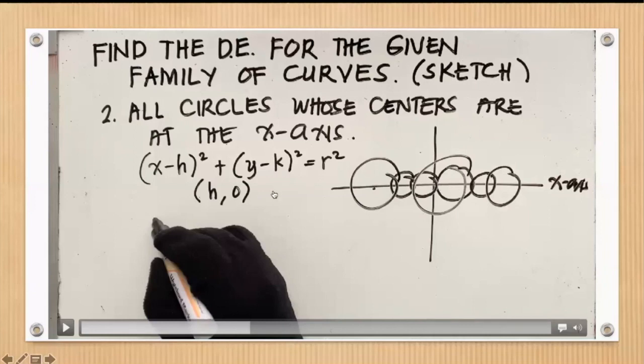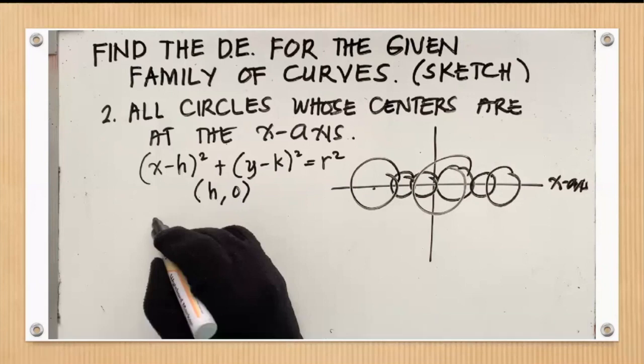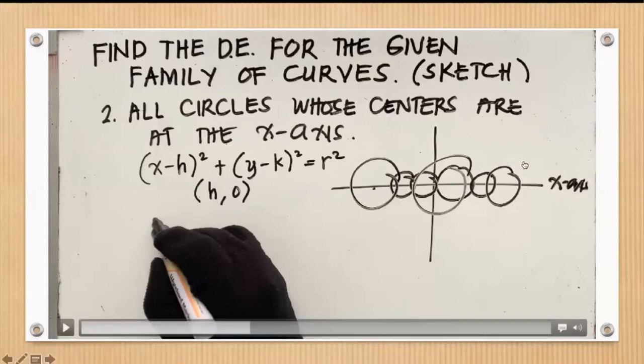Yung value ni k, di ba? Dun sa y kasi 0. Ang nagbabago lang dito yung position, di ba, ni circle sa x-axis. So, constant na yung k natin na 0 siya. Tapos yung h natin, yun yung parameter na bawat value ni h ay may isang circle ka doon sa particular point na yun dito, or particular position here.